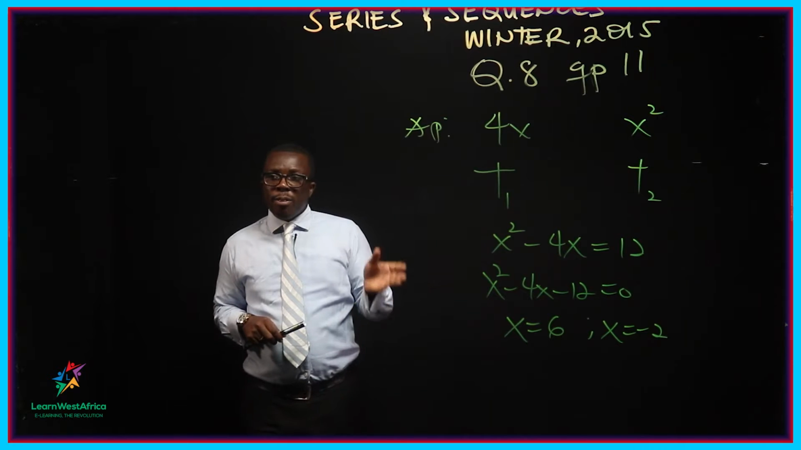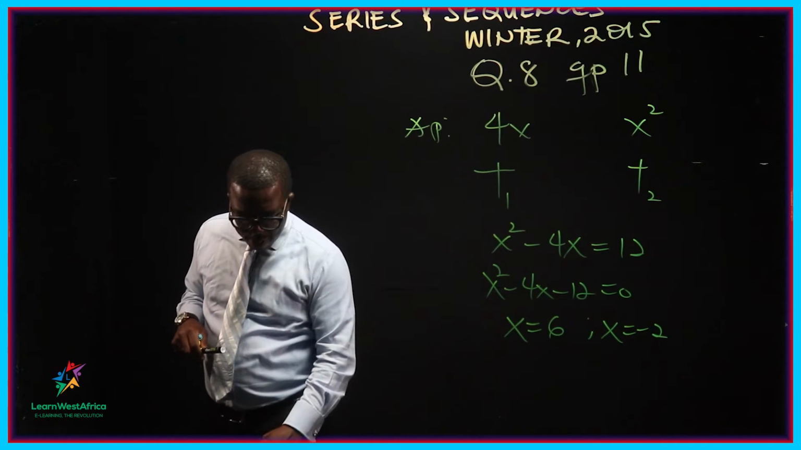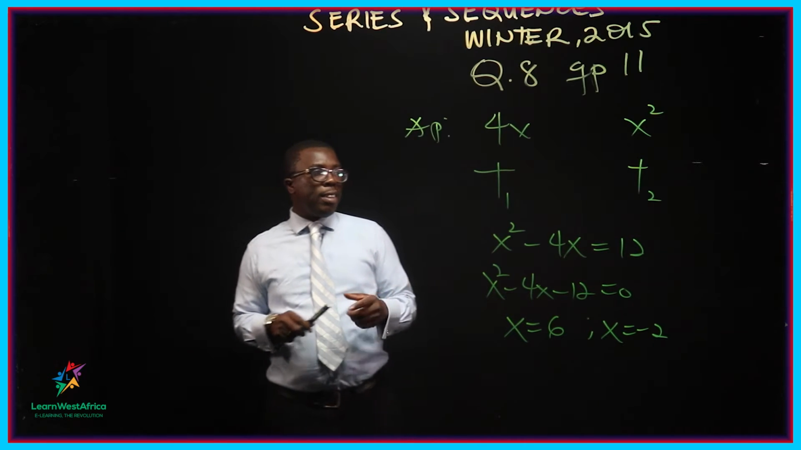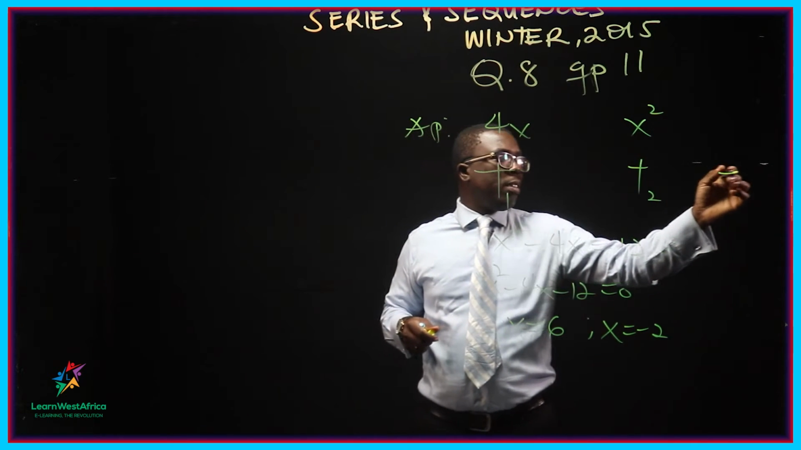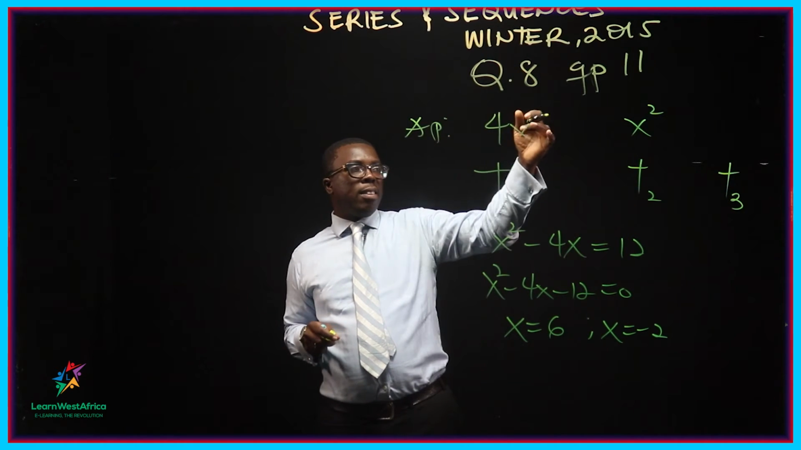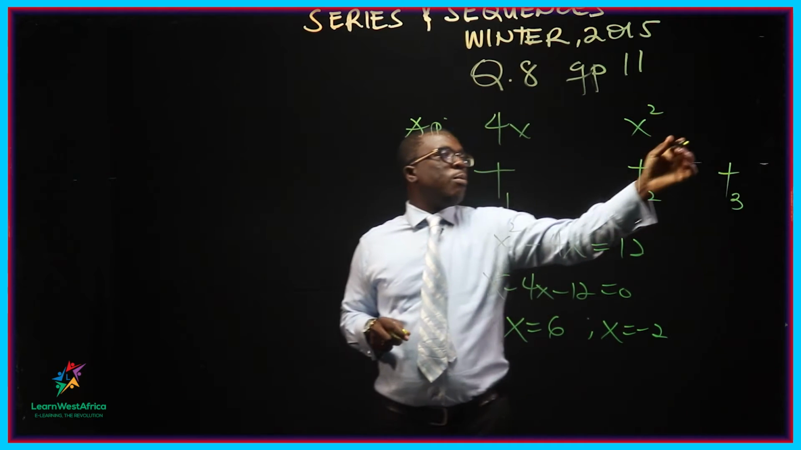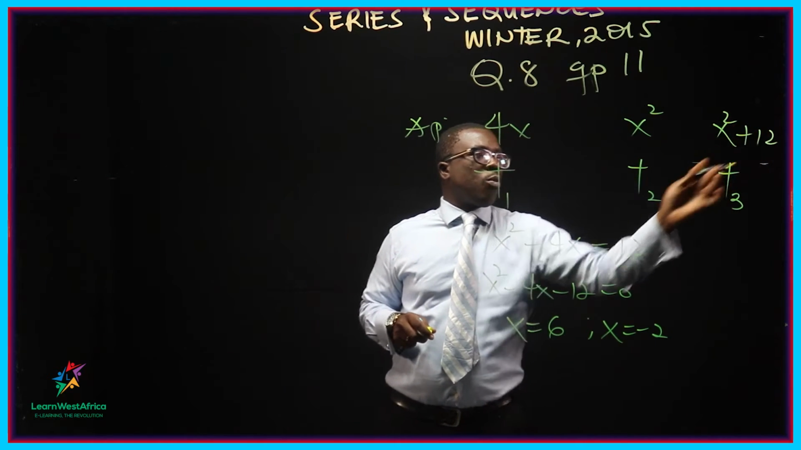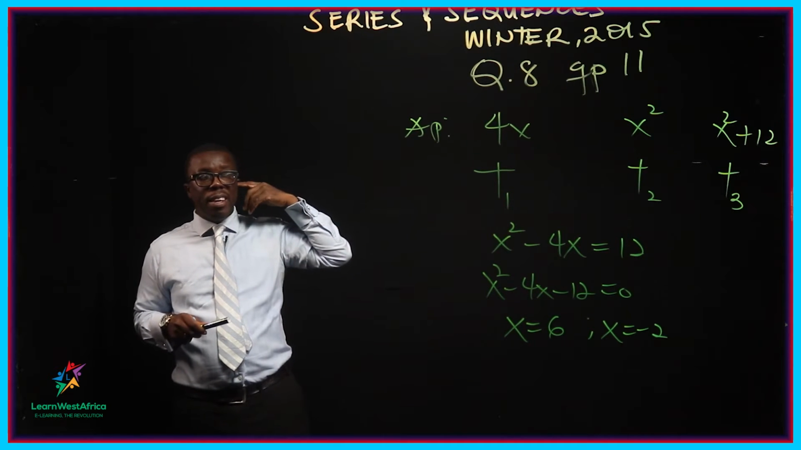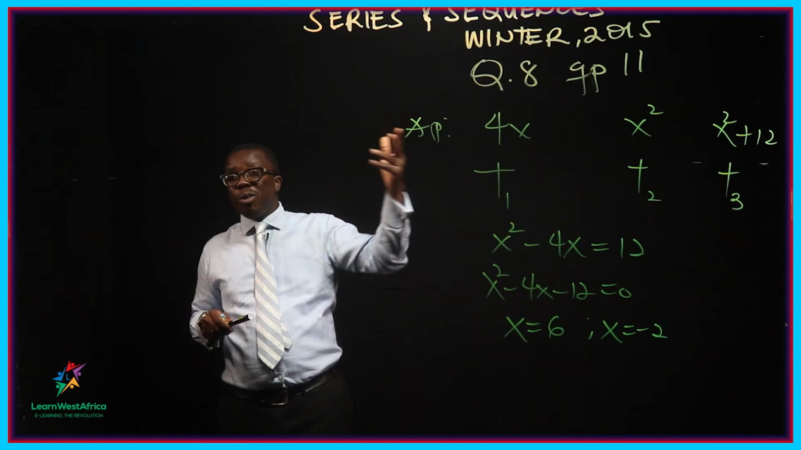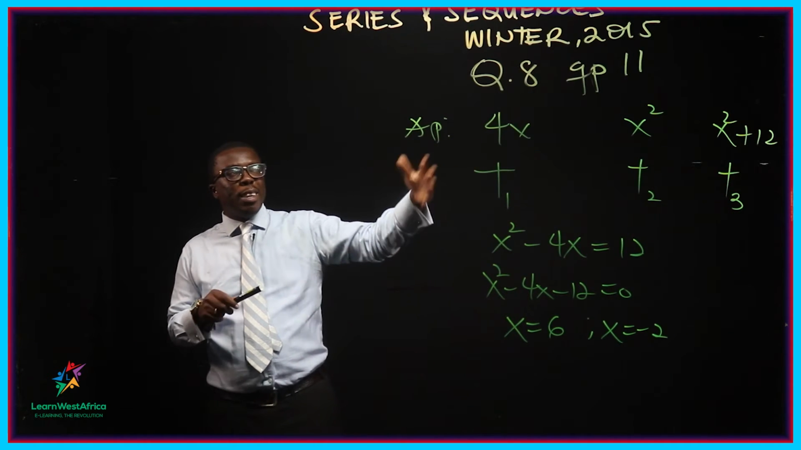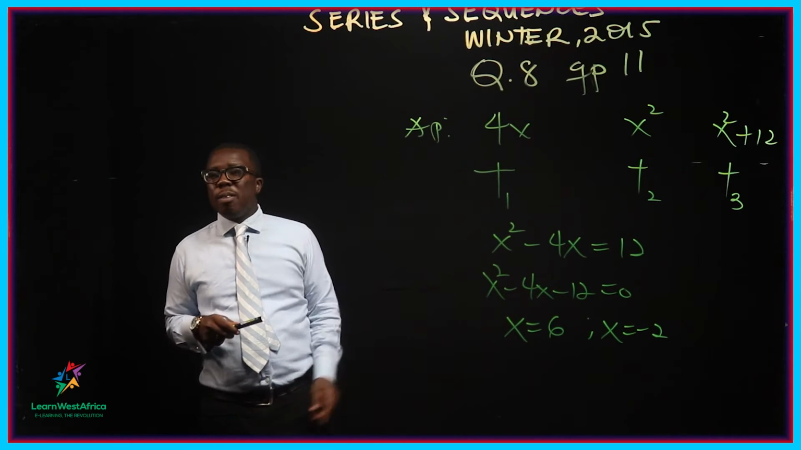So for the possible values of x, we want to find the values of the third term. Let's see what the third term will be. This is T3, and we are saying that the common difference is 12. So if the second term is x squared, then the third term is x squared plus 12, because the common difference is 12, which is positive. You just add the common difference of 12 to the second term to give you the third term. So the third term is x squared plus 12.